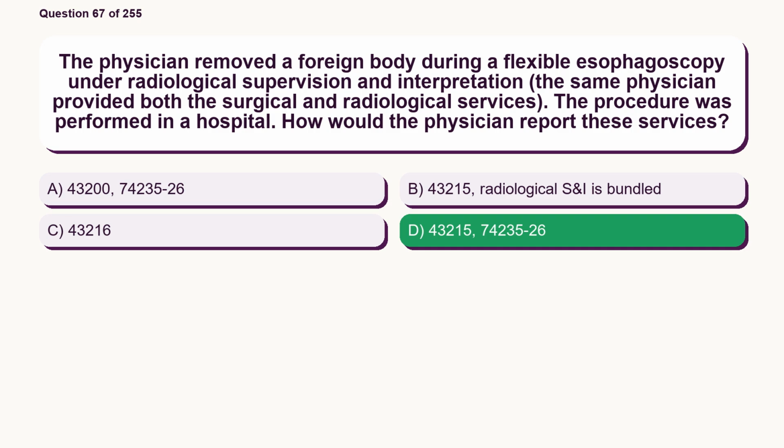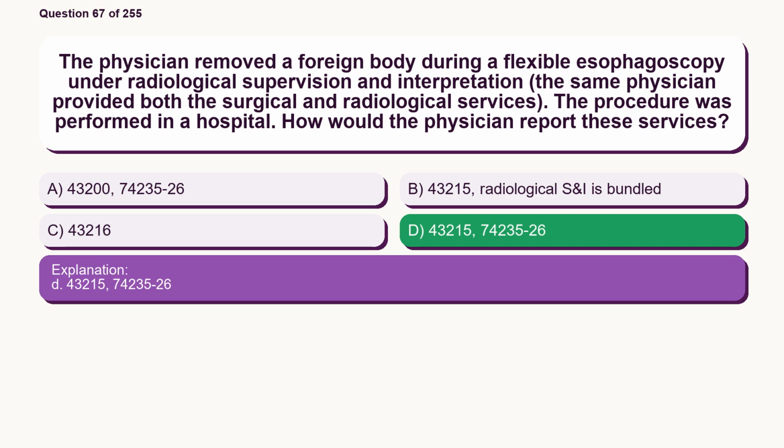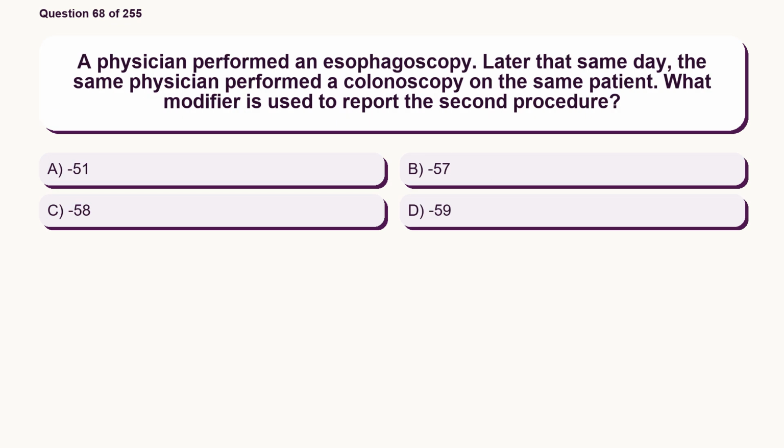43,215, 74,235 to 26. D, 43,215, 74,235 to 26. Question 68. A physician performed an esophagoscopy. Later that same day, the same physician performed a colonoscopy on the same patient. What modifier is used to report the second procedure?